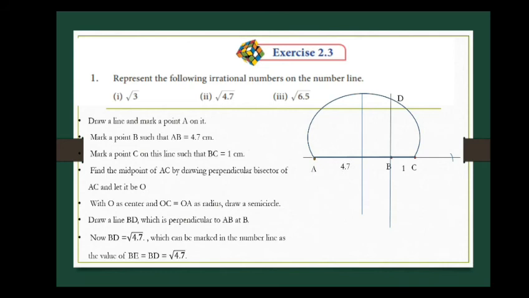Measure that on your compass and, with B as center, draw an arc on the line. You will get point E. So BD as well as BE will be equal to root 6.5. You have to practice this more. You have to know how to represent the given irrational number on a number line.